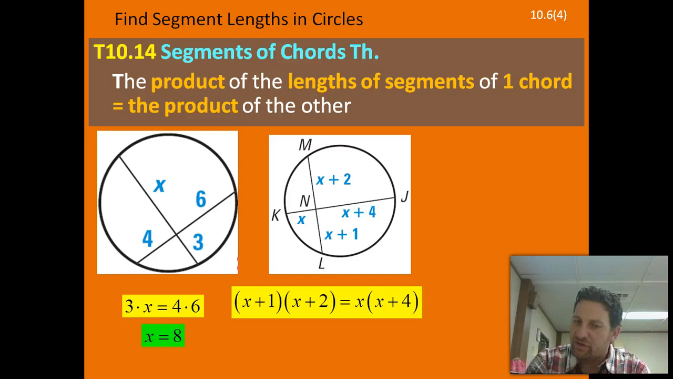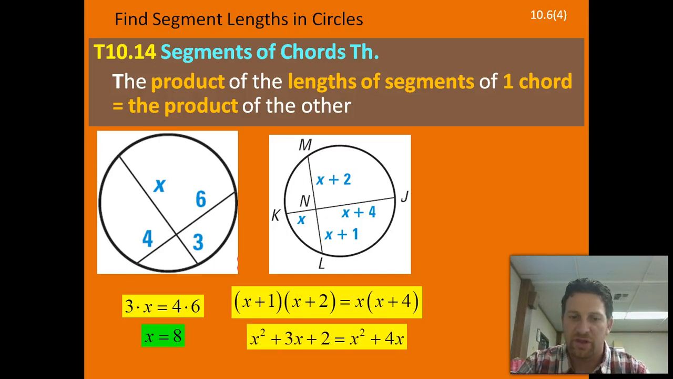Now on the left side, remember I said it was a little bit tricky. You have to do some foiling here, or binomial product. You go X times X plus 2, and then 1 times X plus 2, and then combine like terms. Then just distribute X times X plus 4 on the right, and you're going to end up with X squared plus 3X plus 2 on the left, and X squared plus 4X on the right.